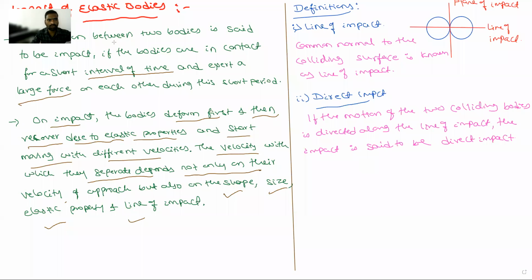So this is one body and this is another body. Both are coming and hitting each other, and this is called direct impact. The bodies are coming towards each other along the line of impact. So this is the example for direct impact.